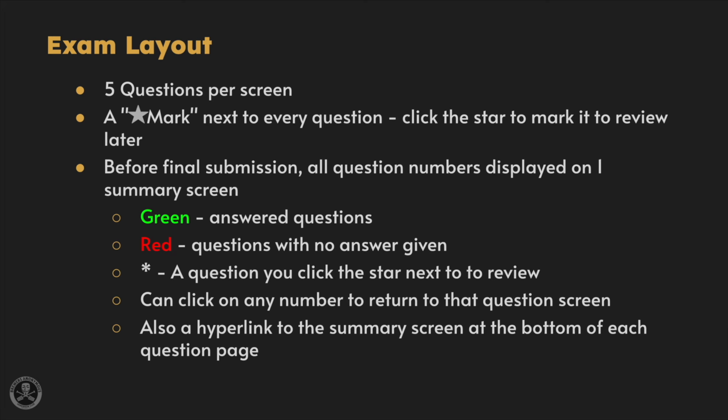Anything with an asterisk next to it, these are the ones that you starred. So even if they're green and already have an answer, but you weren't sure about the answer and you have a little bit more time to really look at the questions and maybe look something up, those are indicated on the screen as well. And that star can be next to a green or red question. So it doesn't need to be one or the other.